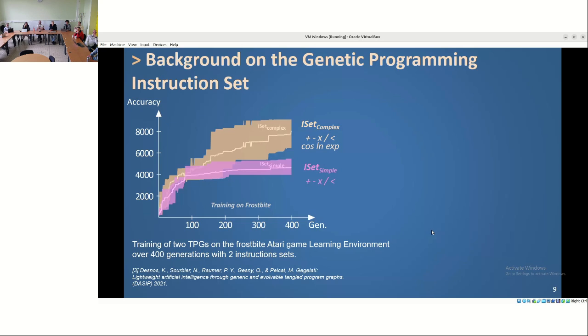So the literature in genetic programming has shown that the instruction set plays a big part. Here in this study performed by Desmond Skelly, we can see two TPGs that were trained on the Frostbite Atari game learning environment, over 400 generations shown on the x-axis with two different instruction sets. We can see that the pink instruction set is simpler than the orange one, which has access to cosine, logarithm, and exponential functions. And the result of this is that the accuracy of the orange instruction set is higher.